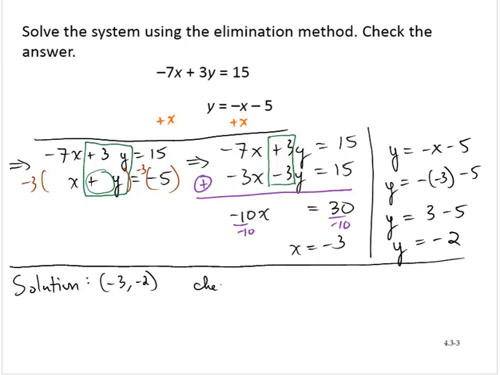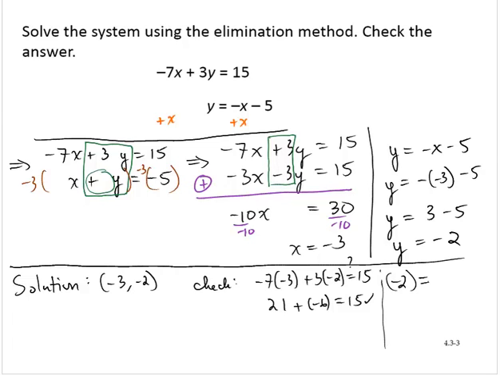Let's check that. The first equation, negative 7x plus 3y is 15. Let's check that. 21 plus negative 6, is that equal to 15? That works. And the second equation, y is equal to negative x minus 5, so negative 2 is equal to the opposite of negative 3, minus 5, and actually we just did that arithmetic. Negative 2 is equal to 3 minus 5, and that checks out as well. So the solution is negative 3, negative 2.